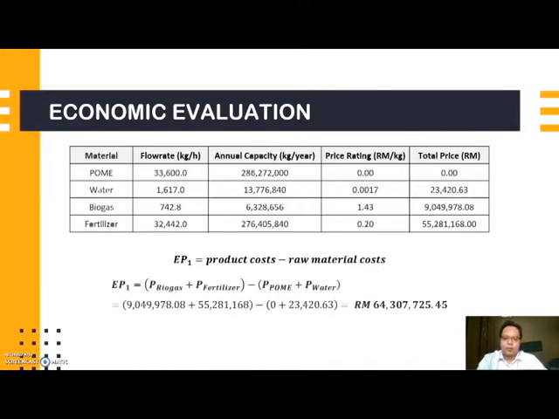So we calculated the flow rates, the annual capacity for 330 operating days per year. We find the price ratings and the total price based on the annual capacity. For POM, however, we don't have any price because we are taking that POM from the palm oil mill from the location that we plan to build our plant at. So the calculation for EP1 is as shown in the slides, which brings to 64.3 million for EP1.